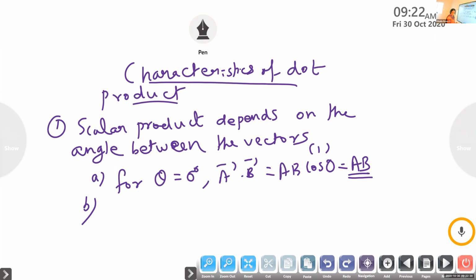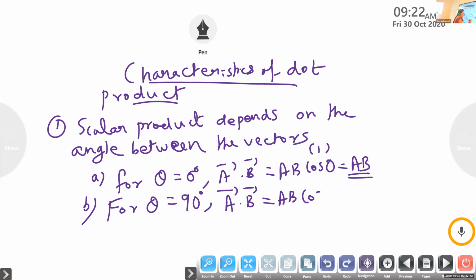Second one, for theta 90 degree, A dot B is equal to AB cos 90. You know cos 90 is 0. So it is going to be 0.